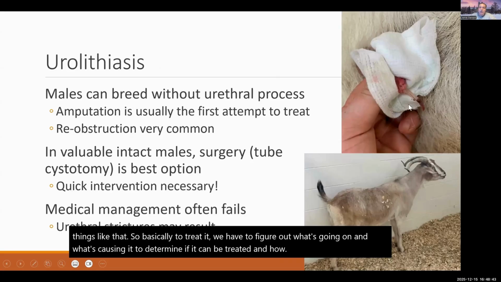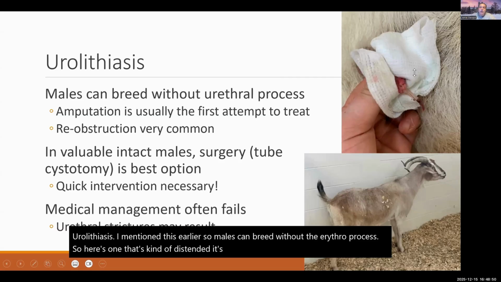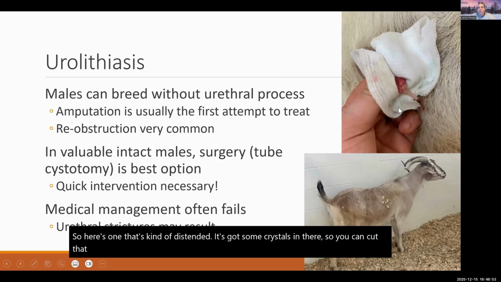Urolithiasis, I mentioned this earlier. So males can breed without the urethral process. So here's one that's kind of distended. It's got some crystals in there, so you can cut that off and they can usually breed.